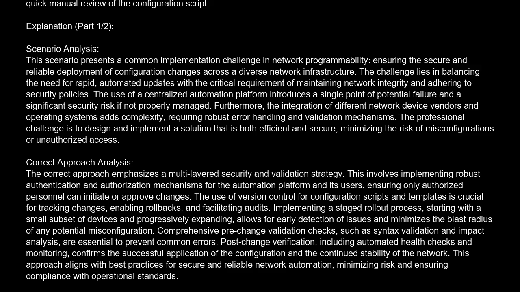This involves implementing robust authentication and authorization mechanisms for the automation platform and its users, ensuring only authorized personnel can initiate or approve changes. The use of version control for configuration scripts and templates is crucial for tracking changes, enabling rollbacks, and facilitating audits. Implementing a staged rollout process, starting with a small subset of devices and progressively expanding, allows for early detection of issues and minimizes the blast radius of any potential misconfiguration.